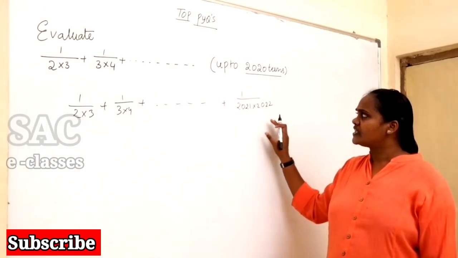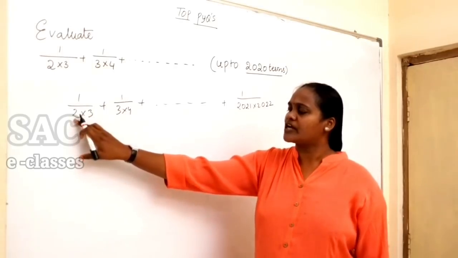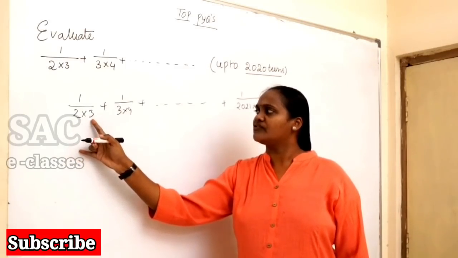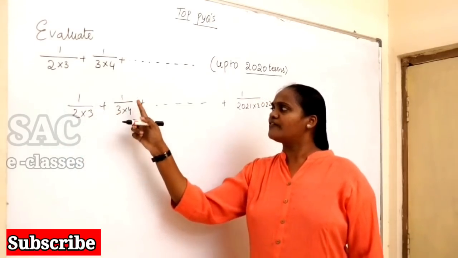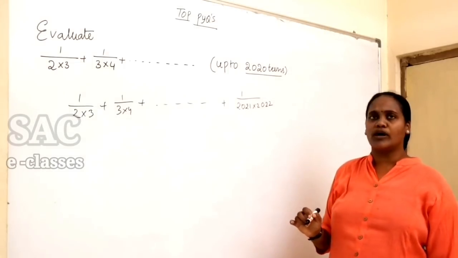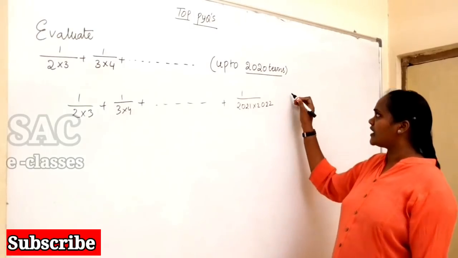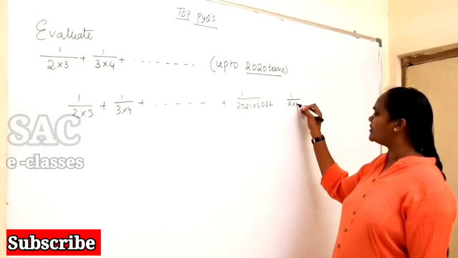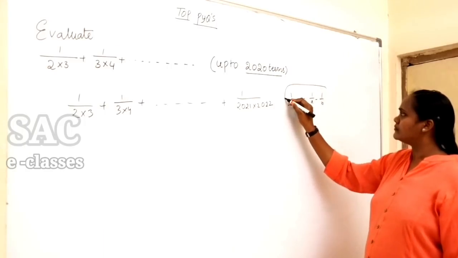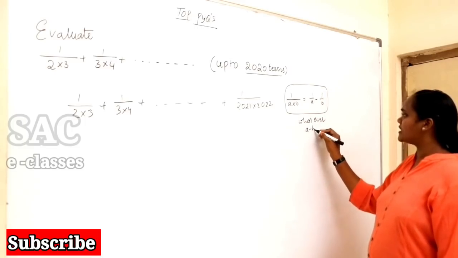That is why, whenever the denominators are consecutive numbers, observe the difference between the two numbers 2 and 3, how they are differing? The numerator is 1, yes. 3 and 4 differ by 1, 4 and 5 differ by 1, 2021 and 2022 differ by 1. Whenever the denominator's factors differ by the numerator, you can express in this way: 1 by A into B can be written as 1 by A minus 1 by B, whenever A minus B is 1.